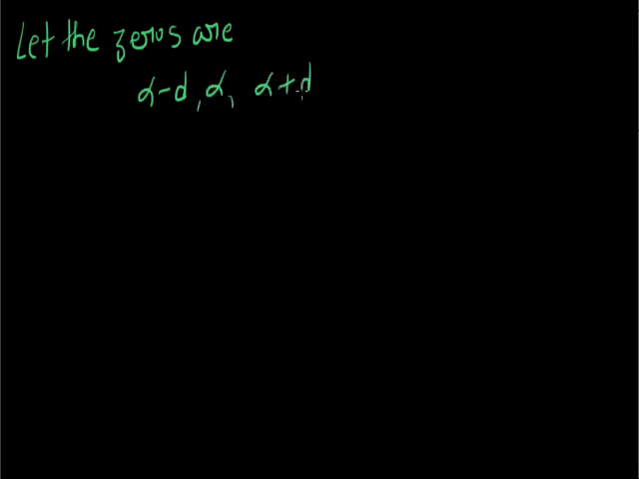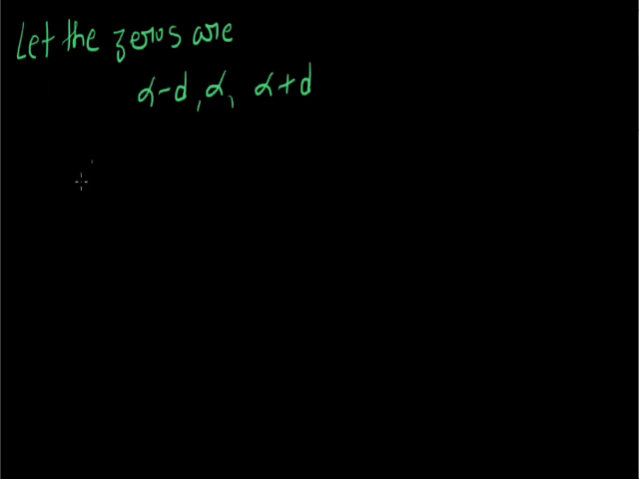Now since we are given that the zeros of this cubic polynomial are in AP, meaning they are forming an arithmetic progression, we can take the zeros like this. Let the zeros be alpha minus d, alpha and alpha plus d, where d is the common difference between two consecutive terms.